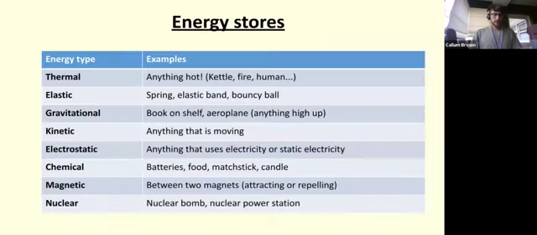Now, here's some examples again, right? So I've given the examples of all of the different types of energy there on the left. We've got the thermal, elastic, gravitational, kinetic, electrostatic, chemical, magnetic, and nuclear. And we've got some examples there as well, okay? So in these examples, you've got things like kinetic energy, anything that's moving. Gravitational potential energy, something that's high up, a book on a shelf, okay? It's really important that if you're looking at any object, that you're aware of perhaps what type of energies it might have stores of and what type of energies it might be able to transfer that energy into, okay?